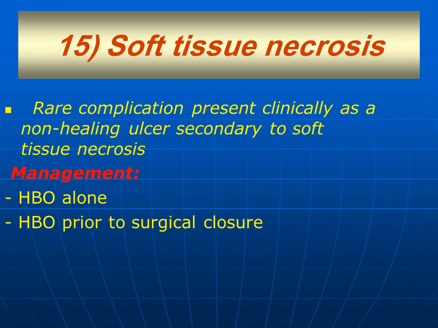Soft tissue necrosis. This is a rare complication presenting clinically as a non-healing ulcer secondary to soft tissue necrosis. So first some tissue necrosis occurs and remains as a non-healing ulcer. Management may be either to use hyperbaric oxygen alone or to use hyperbaric oxygen followed by surgical closure of this ulcer.